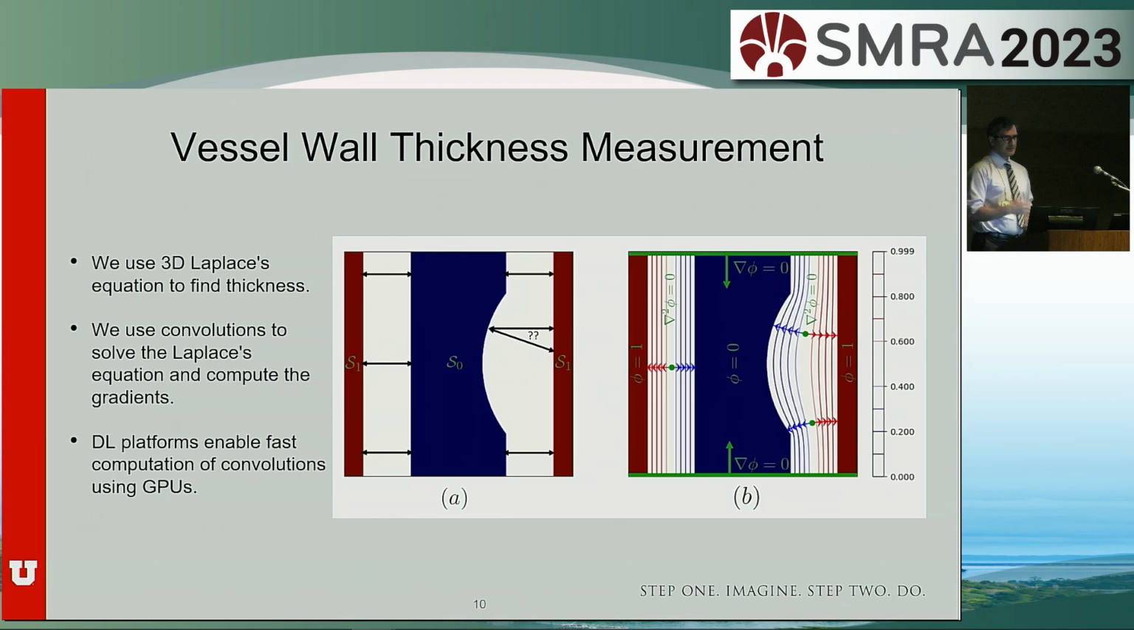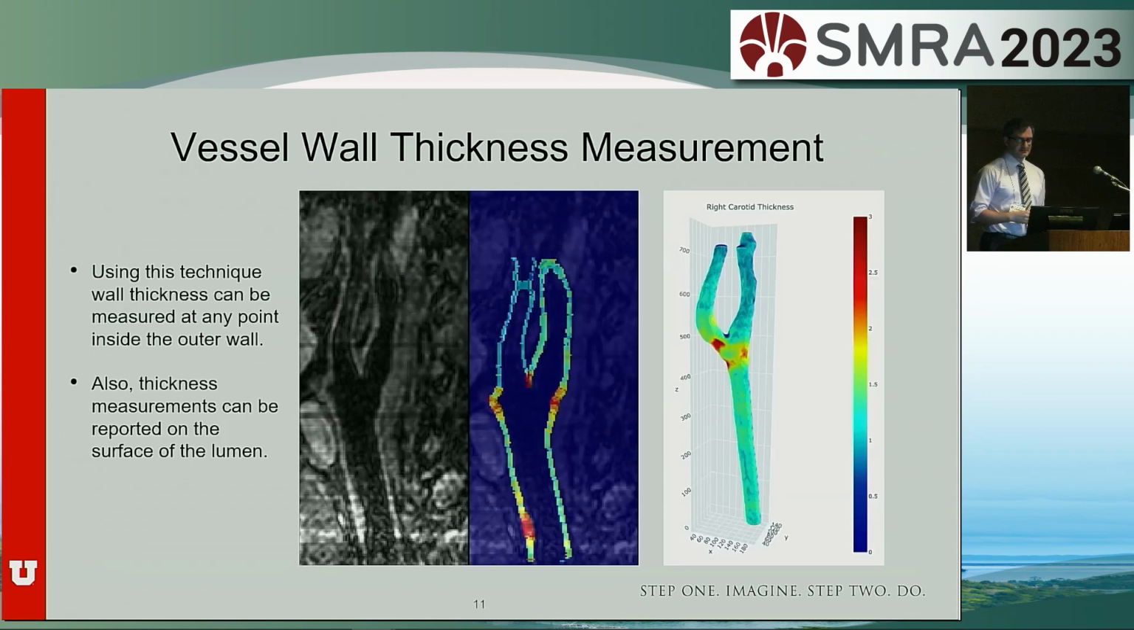Using that equation, we are able to have those sublayers, and by adding up the distance between those sublayers and measuring the length of those trajectories, we are able to measure the thickness. This technique enables not only measuring the thickness, but also proximity to the lumen and outer wall for all given pixels and voxels.